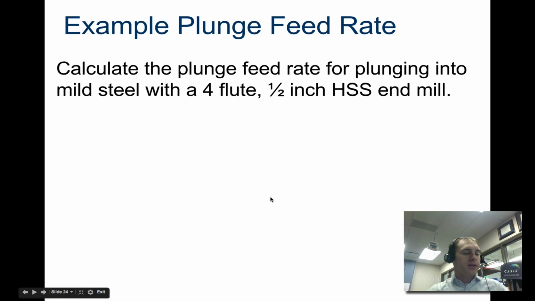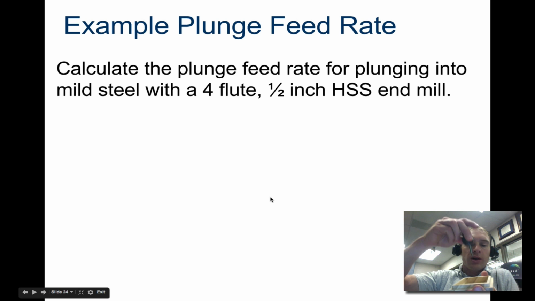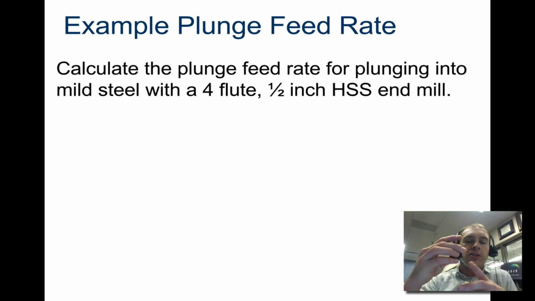You do that because as you are plunging straight down, the sharpest cutting edges are on the sides, they're not on the bottom of this bit. So since the sharpest edges are on the side, you can go faster side to side, but you've got to go half speed going down so you don't overwhelm the machine and bog it down.